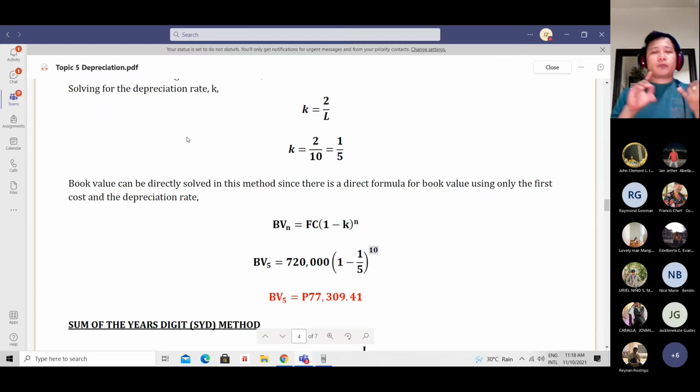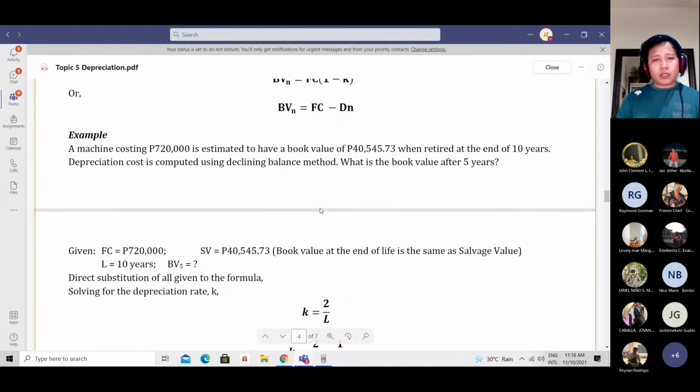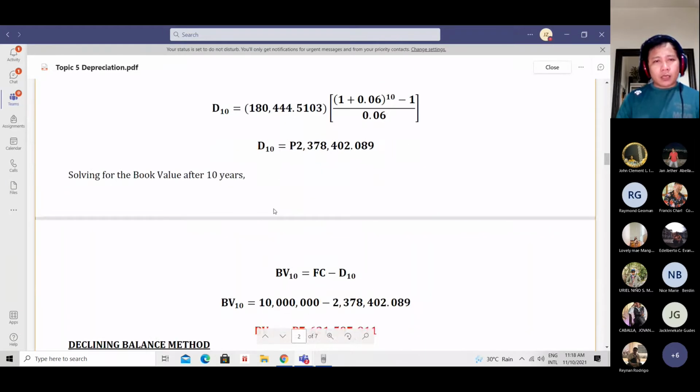Okay? So, again, declining balance method or double declining balance method, the only difference between the two is the depreciation rate K. And if the problem asks for book value, you have a direct formula for book value. No need to solve for annual depreciation, kay direct formula man ka. If you can recall, ang direct formula sa book value, dependent sa first cost o imuhang rate K.